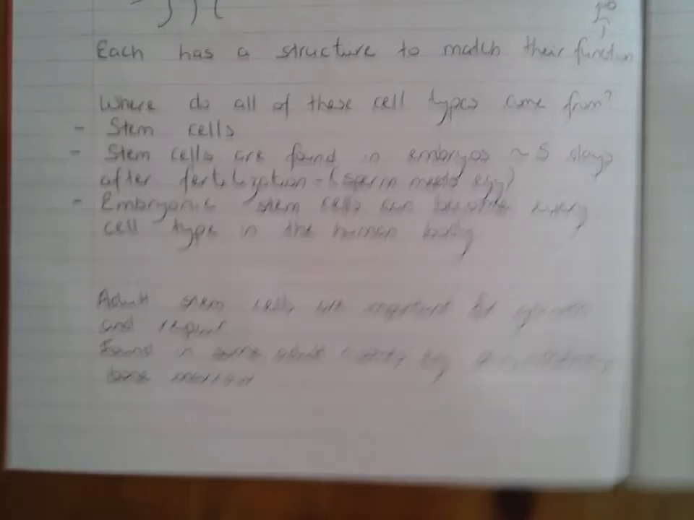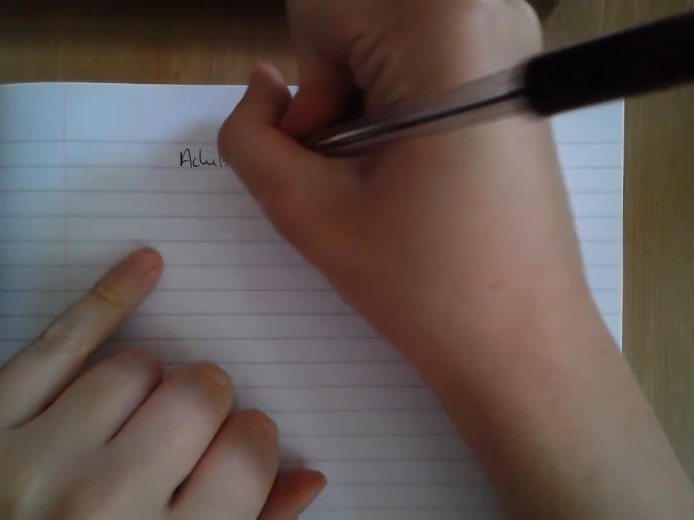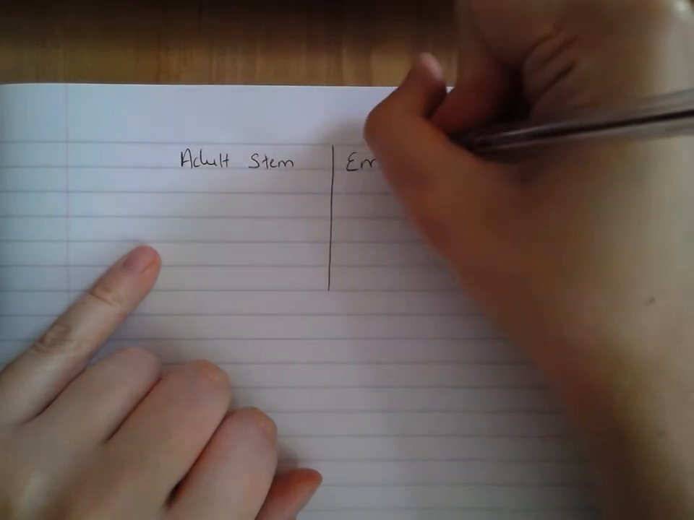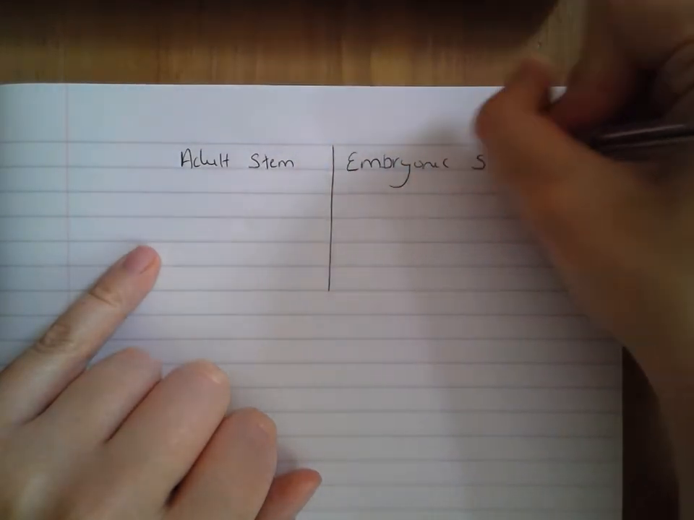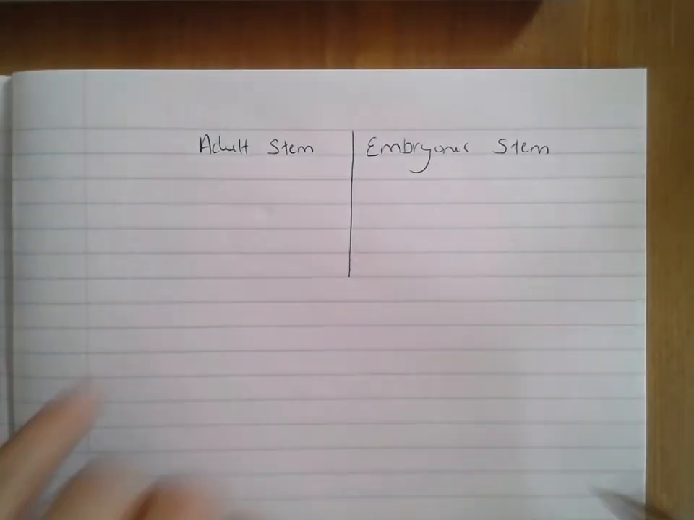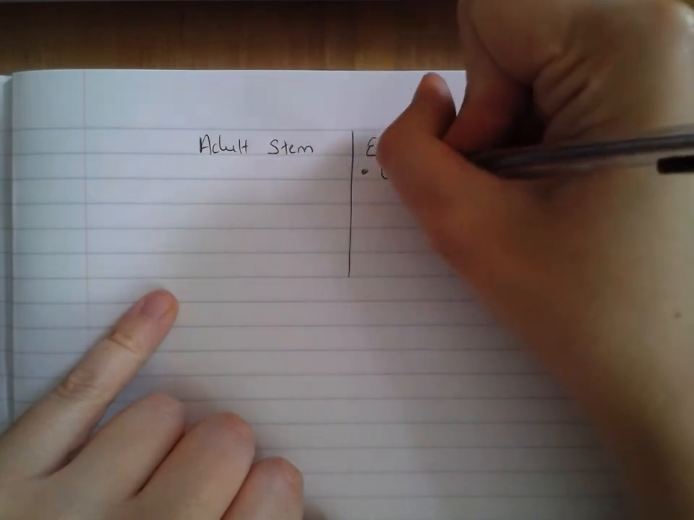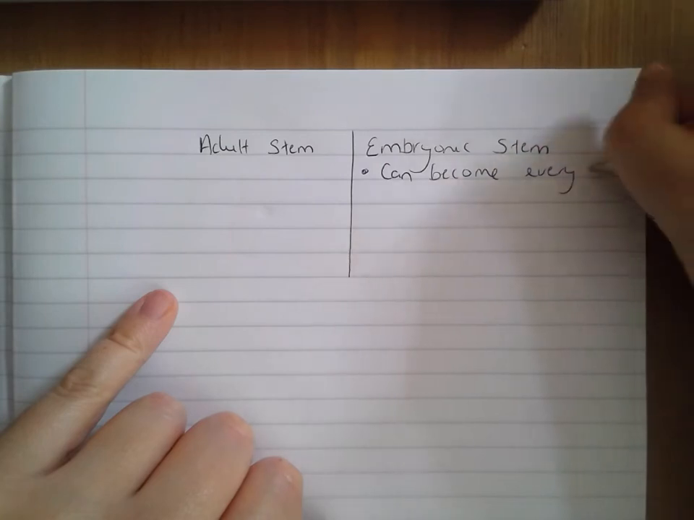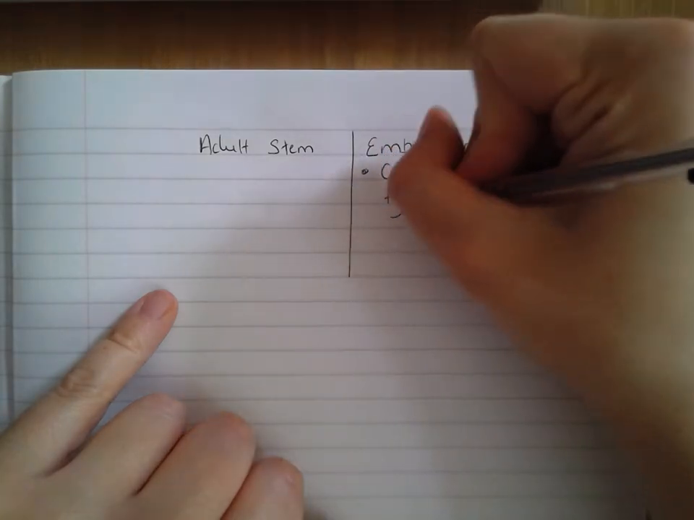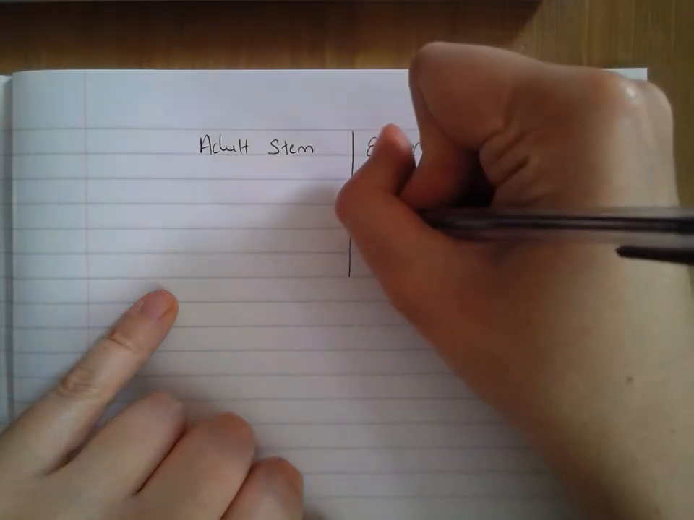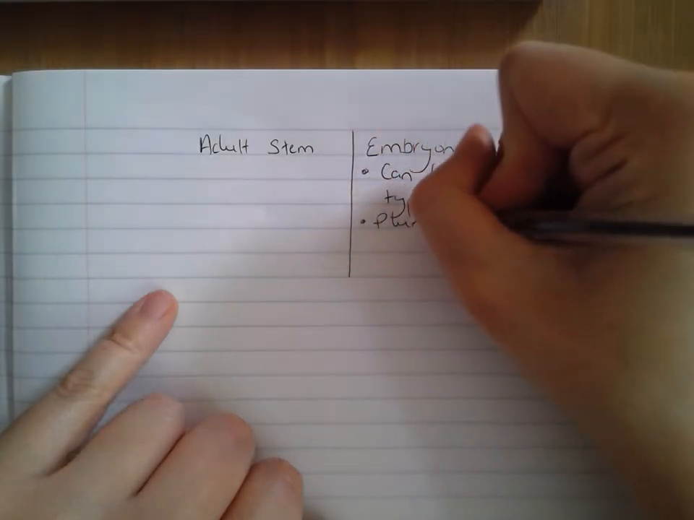Okay, but there's a key difference between adult stem cells and embryonic stem cells. And this is going to be important when we talk about diseases and why embryonic stem cells have an advantage. Okay, embryonic stem cells can become every cell type. There's no restrictions on them whatsoever. They can become every single cell type. And there's a word that describes that, and that word is pluripotent.